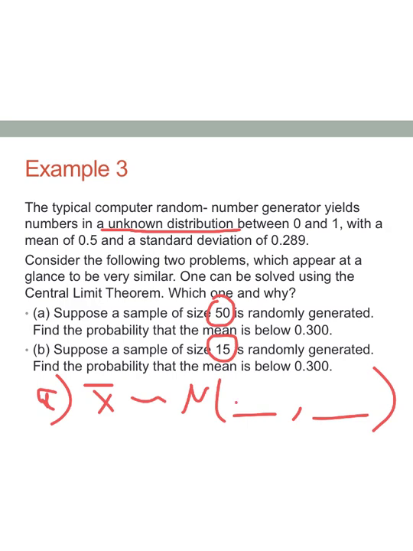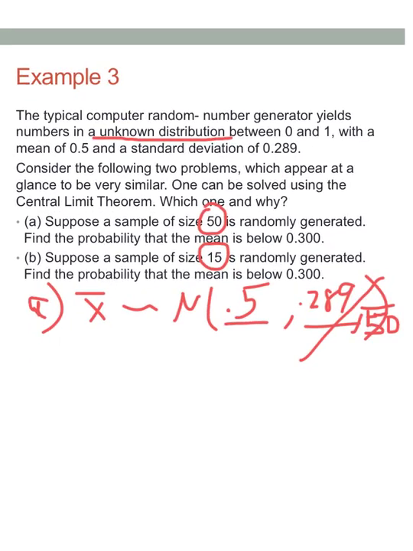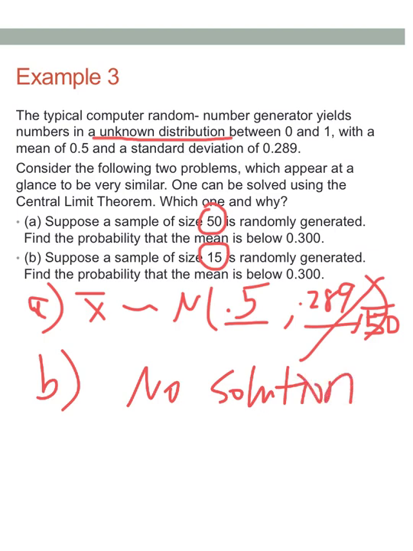The mean is 0.5. The standard deviation is 0.289, that is the population standard deviation over the square root of the sample size. So this is the distribution for X bar. For B, we don't have enough information because our sample size is too small, so for B, no solution. This question asks which one we can apply the central limit theorem to, the first one. If I add one more question, knowing the first one can apply the central limit theorem, how do we find the probability that the mean is below 0.3? How do we find this probability?